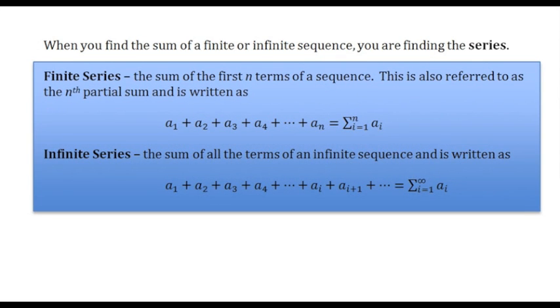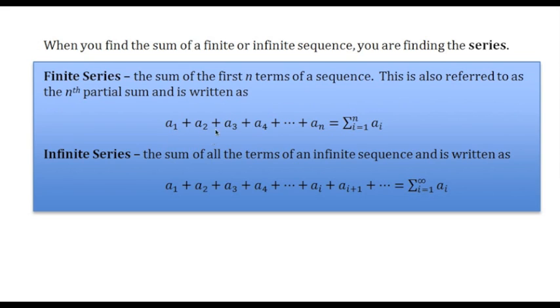Now we're getting to the last one, finally. And we're going to talk about the finite series and an infinite series. It says when you find the sum of a finite or an infinite sequence, you're actually finding the series. That's what it's called. So a finite series is the sum of the first n terms of a sequence. Remember, finite stops, infinite goes on forever. This is also referred to as the nth partial sum and can be written as this.